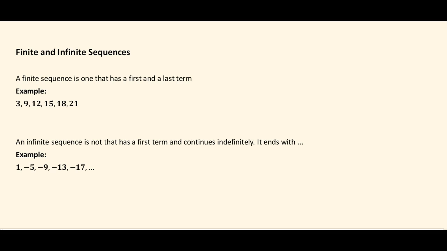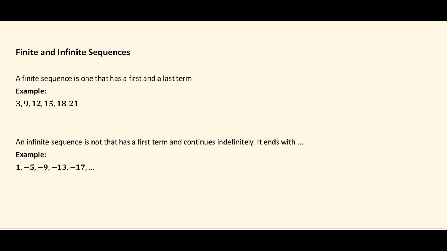Here we have -3, 1, 5, 9, and 13. And then you have 1, 2, -4, 8, -16. So there is a specific sequence or pattern in the arrangement of these numbers. When we look at finite sequences, we have one that has a first and a last term. And an infinite sequence has a first term, but it continues indefinitely.